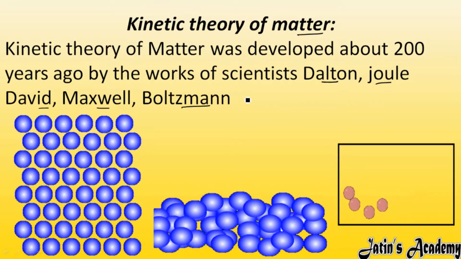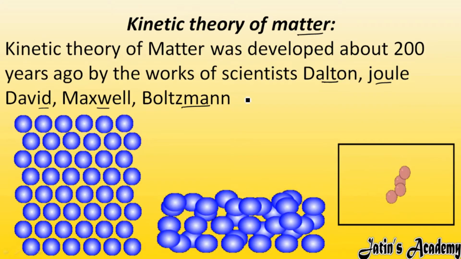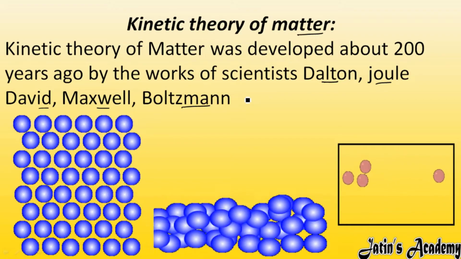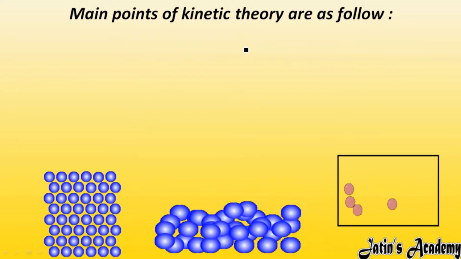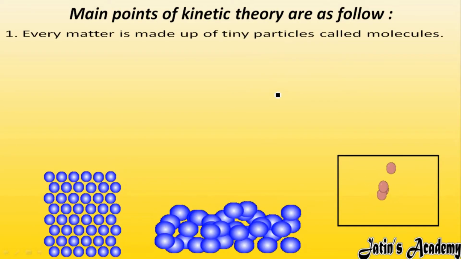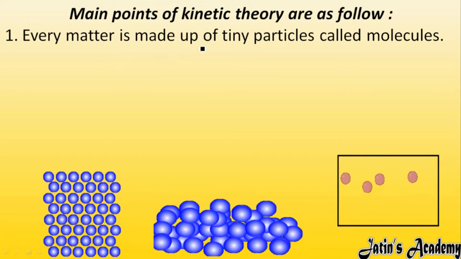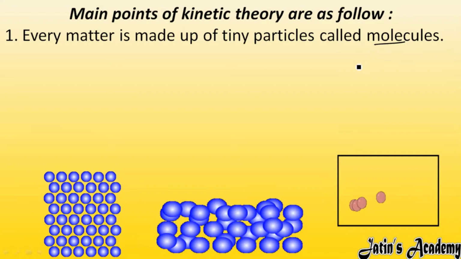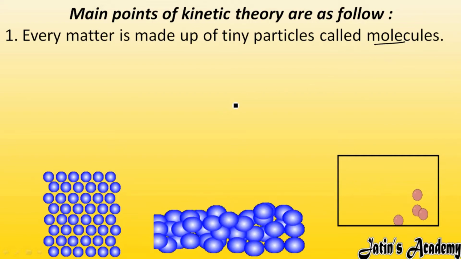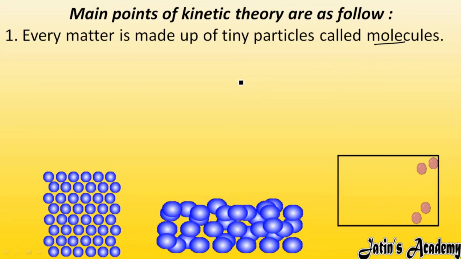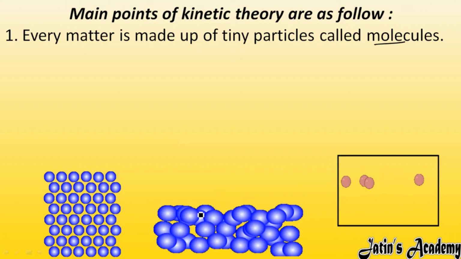This kinetic theory of matter is very important from the exam point of view also. It has 7 to 8 points that we are going to study one by one. First, the main postulates of kinetic theory are as follows. First point: every matter is made up of tiny particles called molecules. As we have learned, each and every matter is made up of tiny particles, known as atoms as well as molecules, because two or more atoms give a molecule. So every matter is made up of molecules.